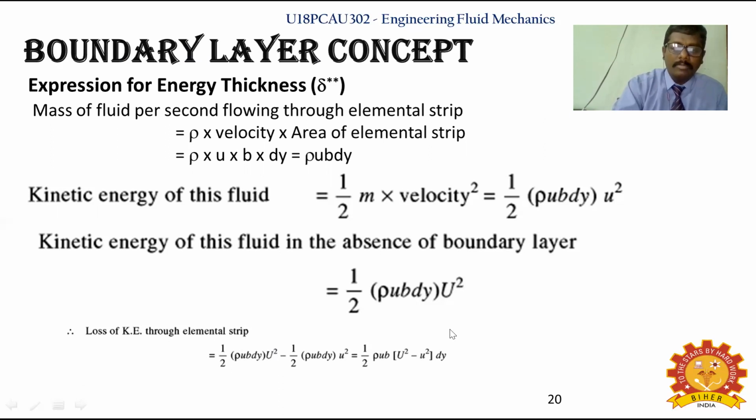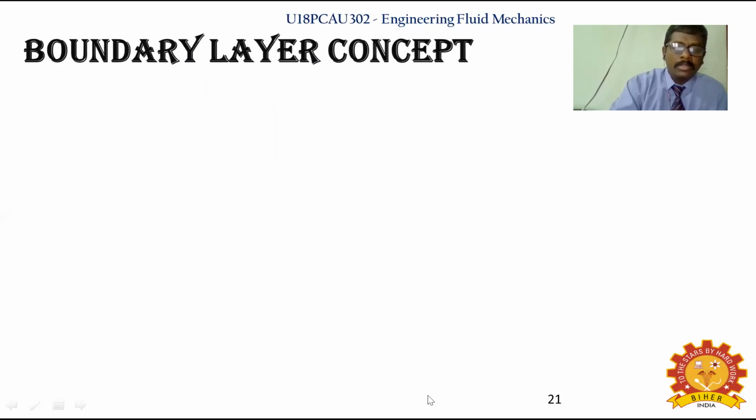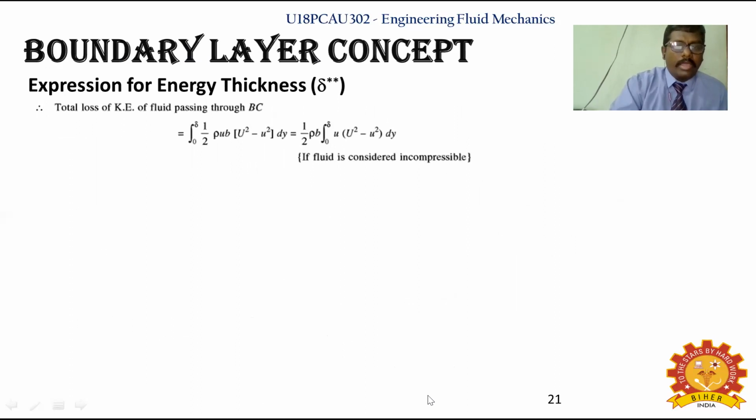Similar to what we did for momentum, now we are using the equation of kinetic energy. The total loss of kinetic energy passing through the boundary layer, if the fluid is considered incompressible, because we are considering a liquid, has a constant density. So rho and b are taken outside, and only the variation of velocity is considered inside the integration.